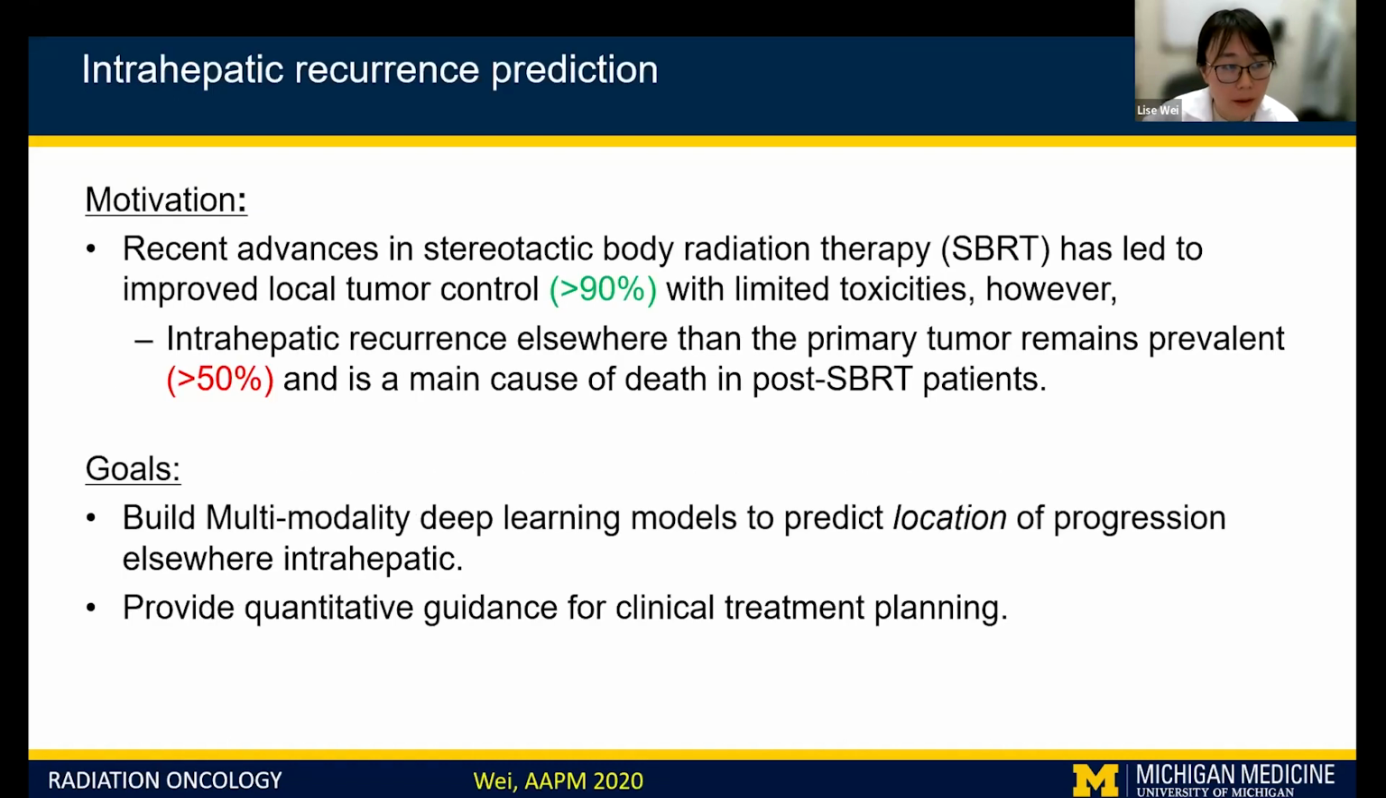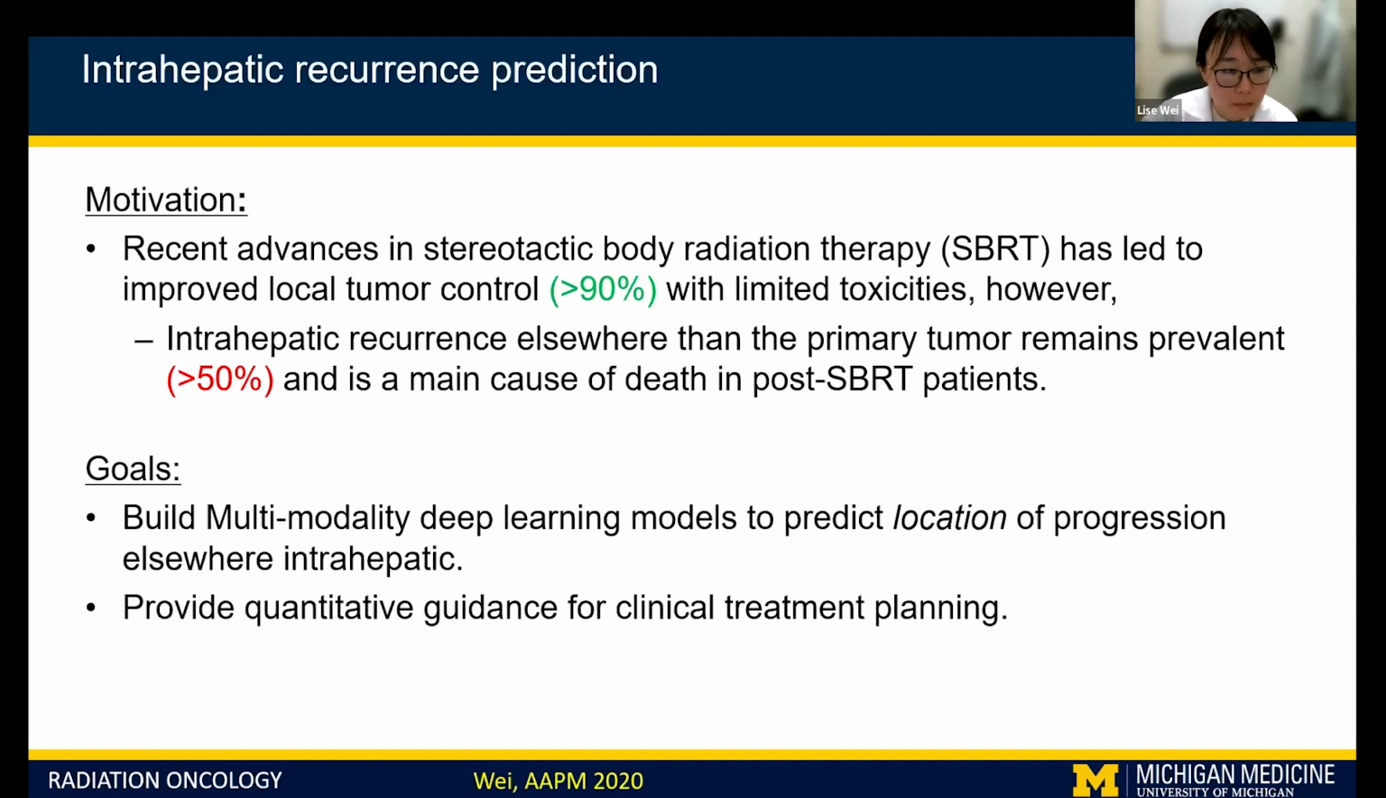I will start with the first project, the intrahepatic recurrence prediction. The motivation of this work is that although we have improved the tumor control probability to above 90% using the new stereotactic body radiation therapy, a kind of radiation therapy with low toxicities, intrahepatic recurrence elsewhere than the primary tumor remains prevalent. It's higher than 50%, and is the main cause of death for post-treatment patients.